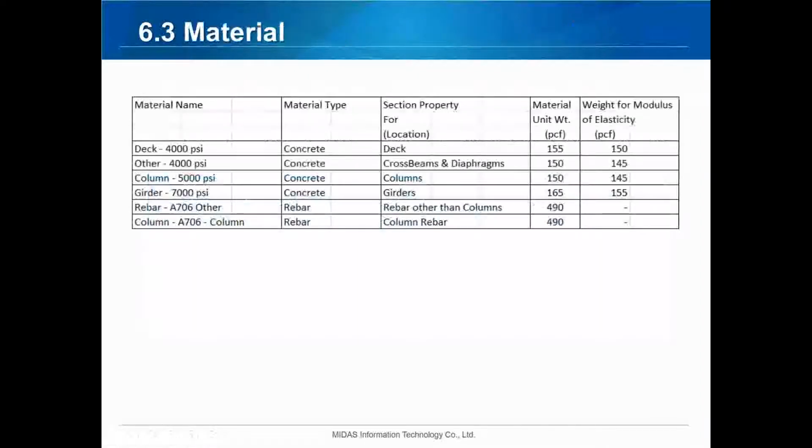Regarding the material for our structure, we have a deck that's 4,000 psi concrete, and also for the cross beams and the diaphragms, we have 4,000 psi concrete. For the columns, we had 5,000 psi concrete, and our pre-stressed concrete girders were 7,000 psi. Also, for the rebar in the columns, we modeled those as well in order to capture the nonlinear behavior of the concrete as well as the reinforcing steel. And then other than the columns, we used A709 steel.